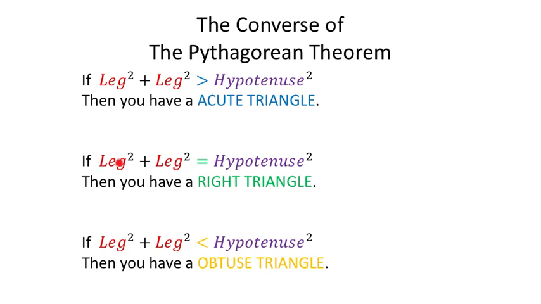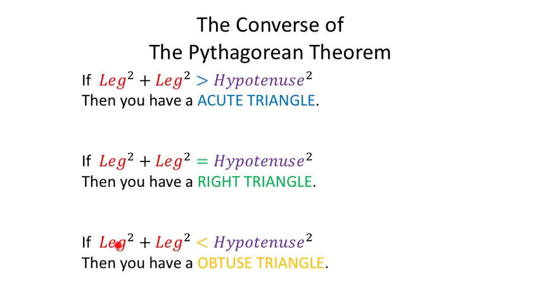We're now saying, if I can find that we got a leg squared plus a leg squared is the hypotenuse squared, then I know I have a right triangle. So it works both ways. But on the other hand, let's say that the leg squared plus the leg squared is bigger than the hypotenuse. If that happens, then we have an acute triangle.